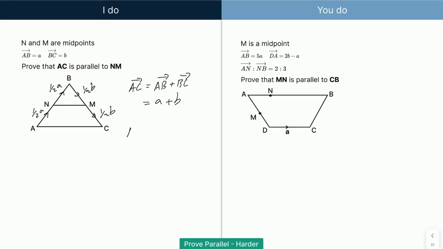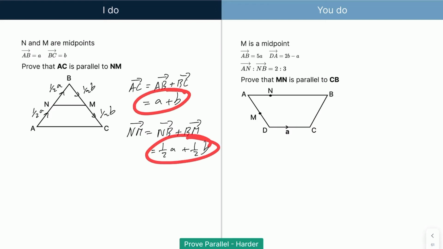And then what is N to M? N to M, I can just go N to B, and then I can go from B to M. And that is half a plus half b. And hopefully you can see that this is just half of this.